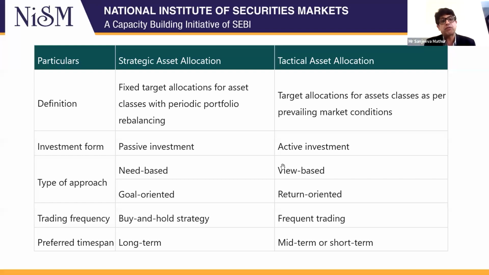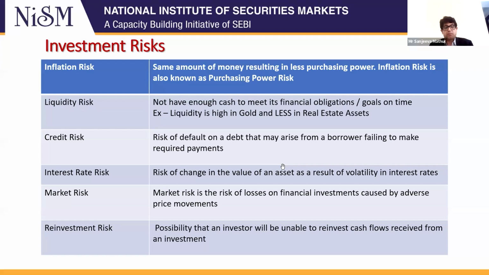That's different. Investment form: passive investment, active. Fund manager buys and sells, you try to outperform the benchmark. Passive, same. Type: need-based, view-based, goal-oriented, return-oriented. Buy and hold strategy, frequent trading, that means high PTR. Long-term, mid-term, or short-term, depending. Inflation, all these risks are there: liquidity risk, credit risk, interest rate risk, market risk. These are all fundamental attributes which a person should definitely consider while investing.